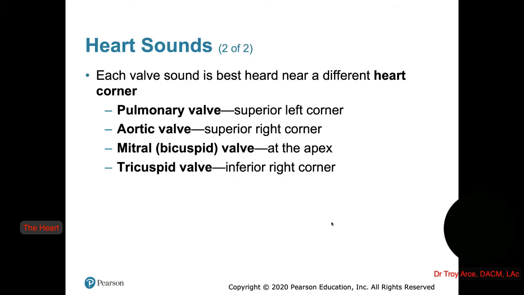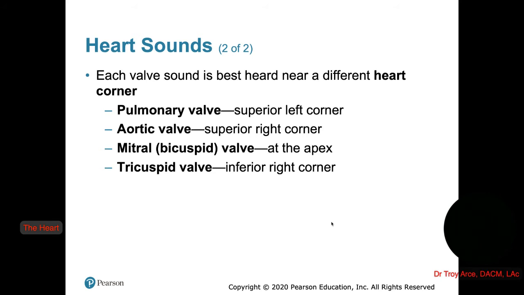And the heart sounds. Each valve sound is best heard near a different heart corner. So the pulmonary valve is the superior left corner, and the aortic valve is the superior right corner. When you put a stethoscope up to the sternum, you're either going to go to the left side or the right side to hear the pulmonary and aortic valves. We're going to cover that in other medical training in your medical diagnosis or diagnostics course. You'll be covering this with a stethoscope.